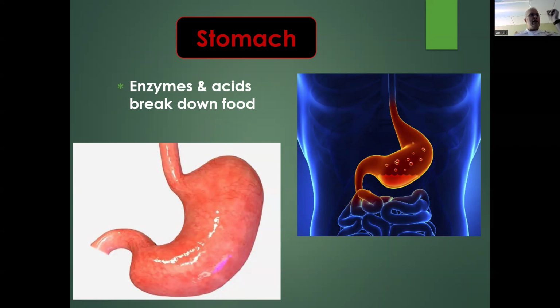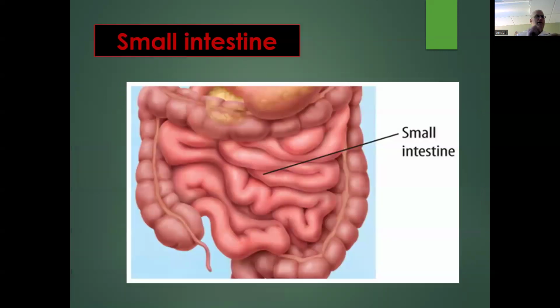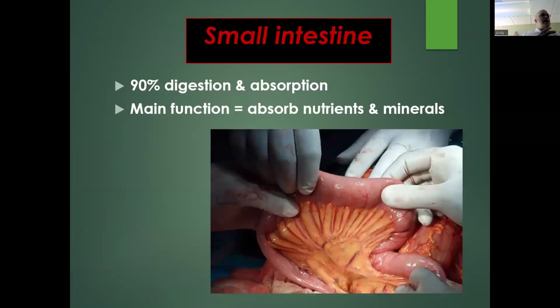That acid and the enzymes are starting to break that food down, because the next step is going to be to move it into the small intestine. And in the small intestine, this is where 90% of the digestion and absorption happen in the body. So all the nutrients that you're taking in through food are going to be absorbed in here. The main function of the small intestine is to absorb nutrients and minerals.